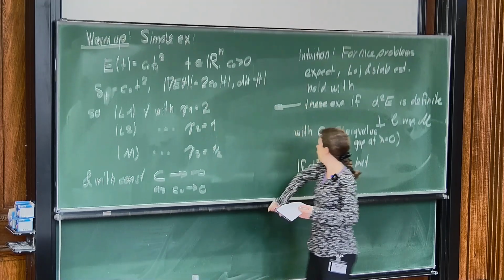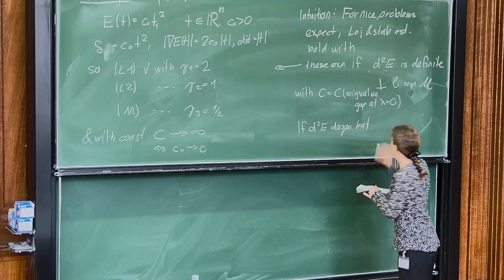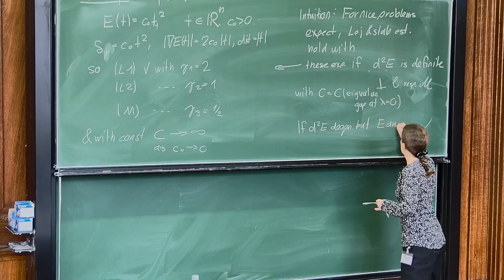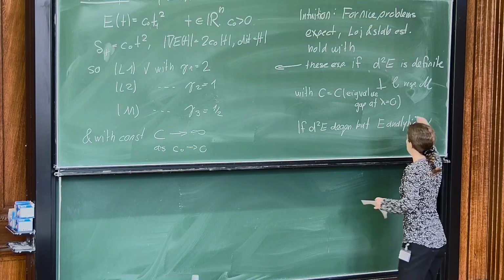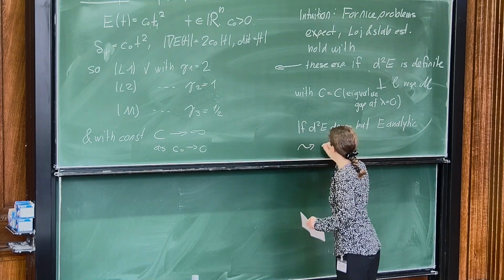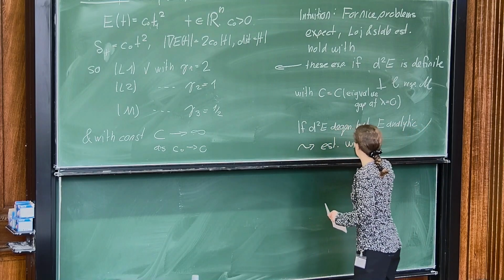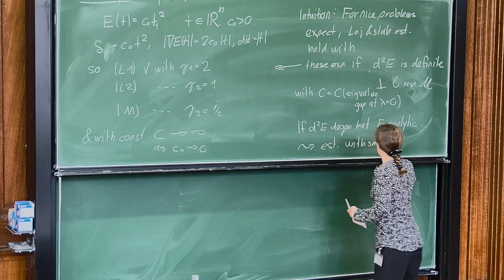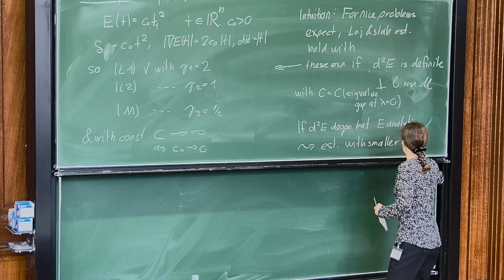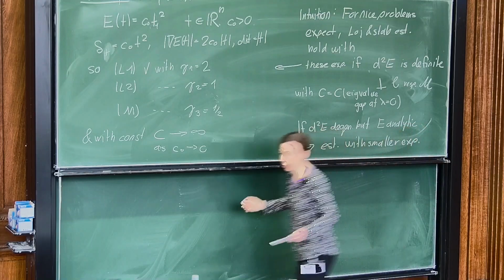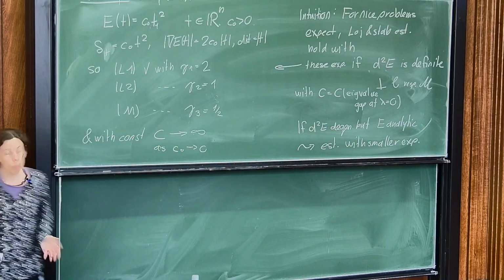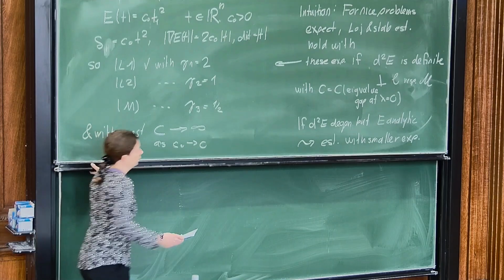So basically, if I have degenerate, but E is analytic, then I should expect the same estimates with smaller exponents. So that's just the intuition of what you should expect.